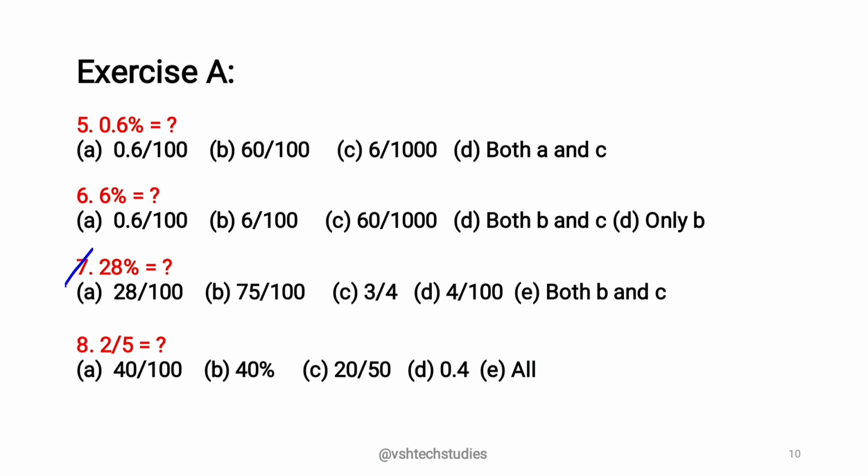Next, taking problem number 7. 28% means 28 upon 100, which is correct. It is not equal to 75 by 100, not 3 by 4 or 4 by 100, and this is also not correct. Only 28 by 100, hence option A is correct. Let us leave problem number 8, which is the same as 4. This is just the repetition where all options were correct, that is option E. So in this, both A and C, B and C, and next option A and all options. These are the answers.